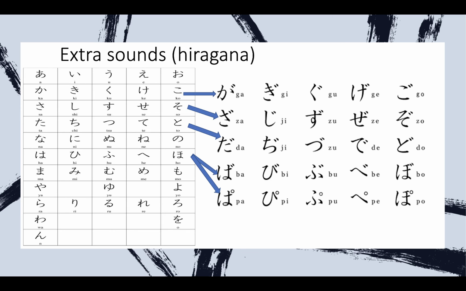And if you look at the row Ha, Hi, Fu, He, Ho, we can add 2 dots on top of them to make them Ba, Bi, Bu, Be, Bo. And we can also change the 2 dots to a little circle and put it on top, and then they will become Pa, Pi, Pu, Pe, Po.